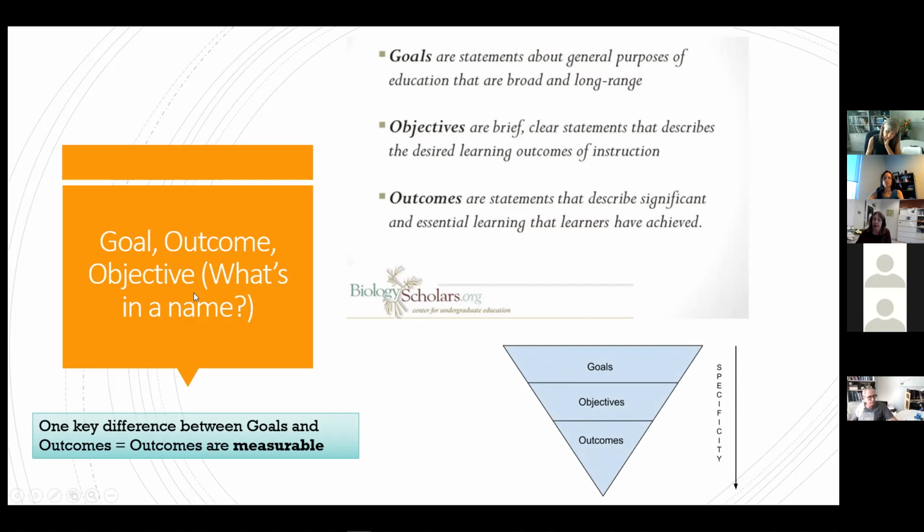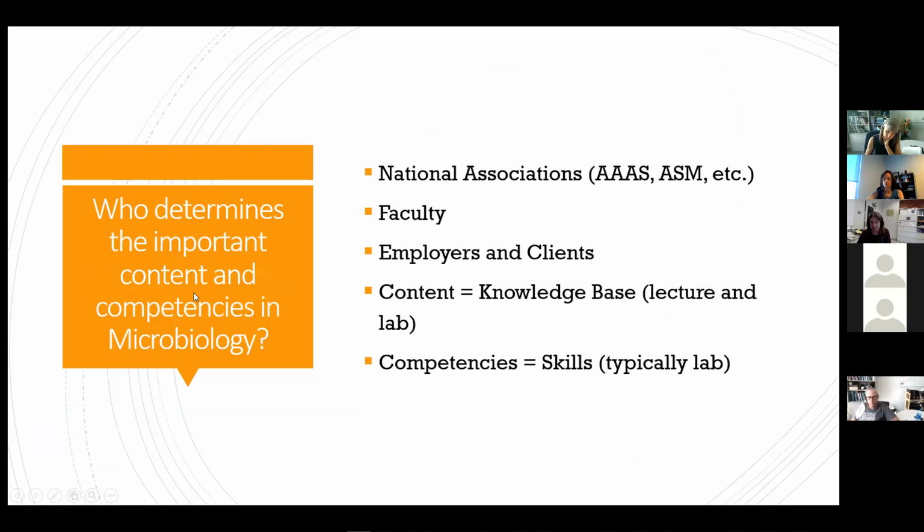Okay. And again, using microbiology as an example, who determines what's the important content and competencies in microbiology? Well, there are national associations, and it isn't just ASM, it's AAAS and others that say what we think all of the biological sciences should have in them.